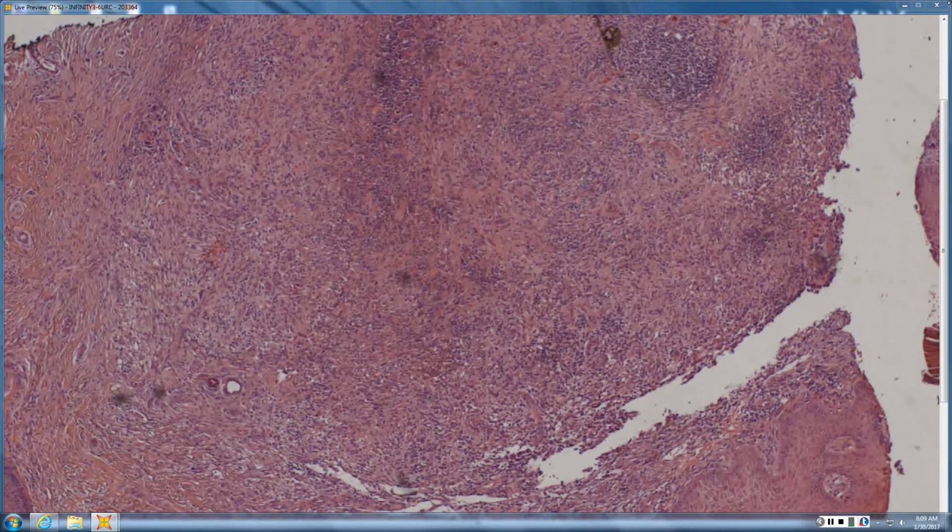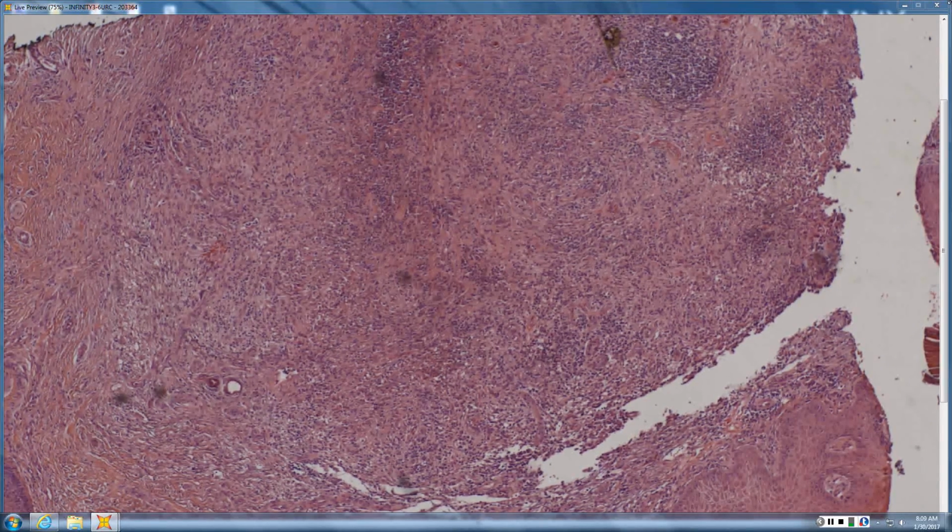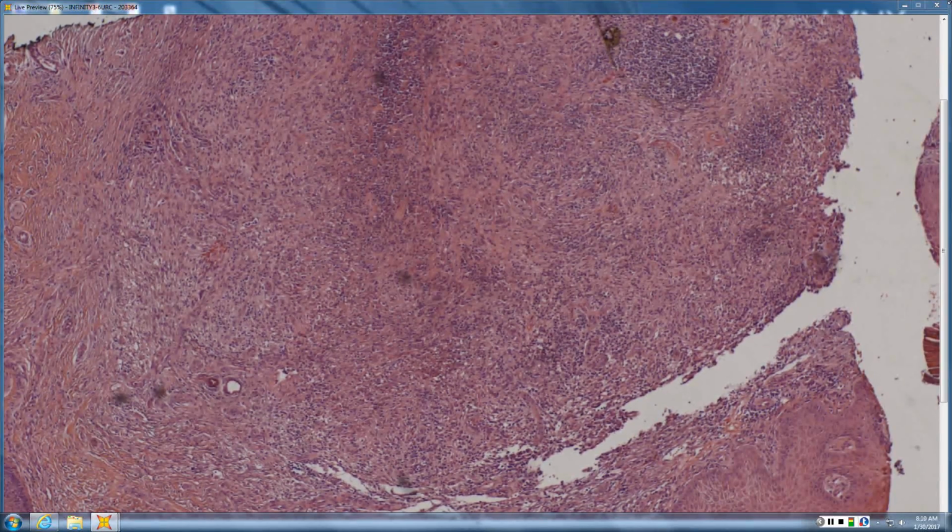So in that differential: cat scratch, ulceroglandular. Atypical mycobacteria, more likely lymphangitic. LGV, ulceroglandular. Atypical mycobacteria, more likely lymphangitic. Tularemia, ulceroglandular. Sporotrichosis, more likely lymphangitic. So between clinical and pathologic, you can divide up your possibilities and kind of cut it in half, into 2 groups.